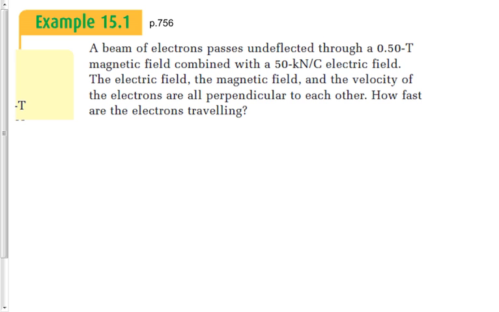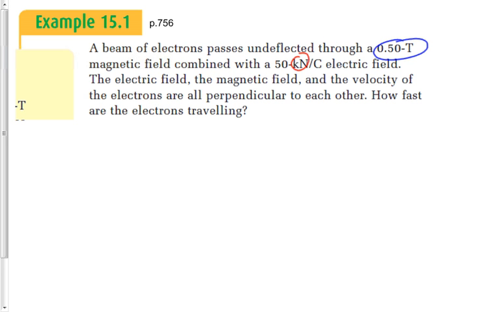All right. Let's look at our first example on page 576, chapter 15 here. It says a beam of electrons passes undeflected through a 0.5 Tesla magnetic field combined with a 50 kilonewton per coulomb electric field. Don't like that, kilonewton, right? Newton per coulomb is fine. Kilonewton per coulomb, not so much. The electric field, the magnetic field, and the velocity of the electrons are all perpendicular to each other. How fast are the electrons traveling here?